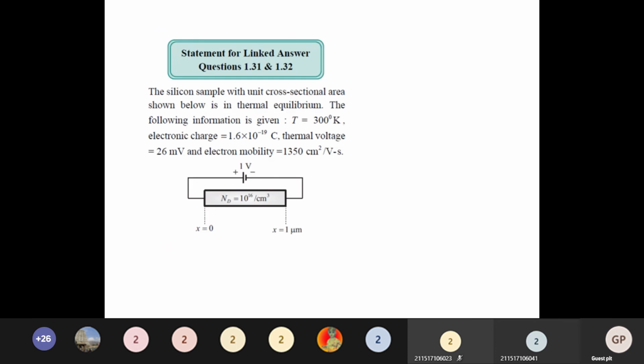So next one is some given data. This one is related to question number 31 and 32. For both questions, here we are having the content. So what is that content?